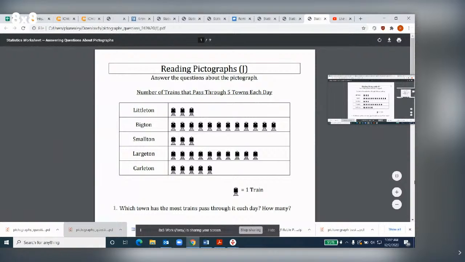Well, if we're looking at this, you can see that Bigton has the most number of trains. So it has 1, 2, 3, 4, 5, 6, 7, 8, 9, 10, 11, 12. Let me double check that. 3, 5, 6, 7, 8, 9, 10, 11, 12. So Bigton has the most trains pass through in a day, and it's got 12 of them. Okay. And that one you can just look, you see that this one has the most trains.